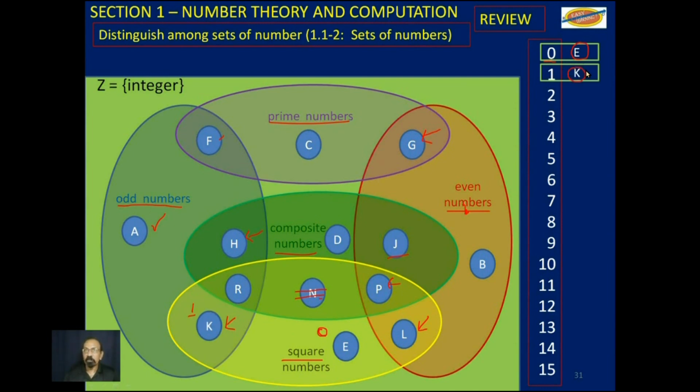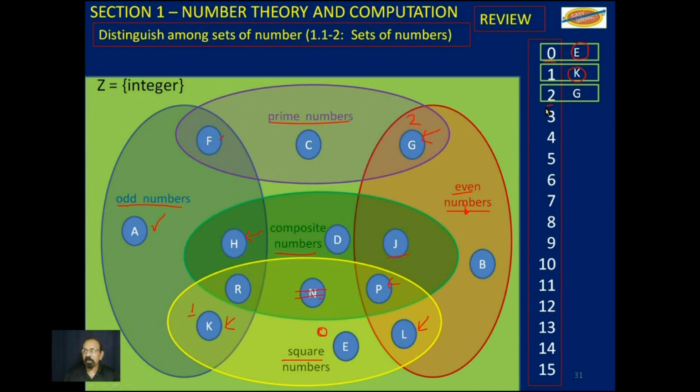Let's deal with 2. 2 goes at G. It is even and it is prime. It is not composite and it is not square. So 2 goes here.